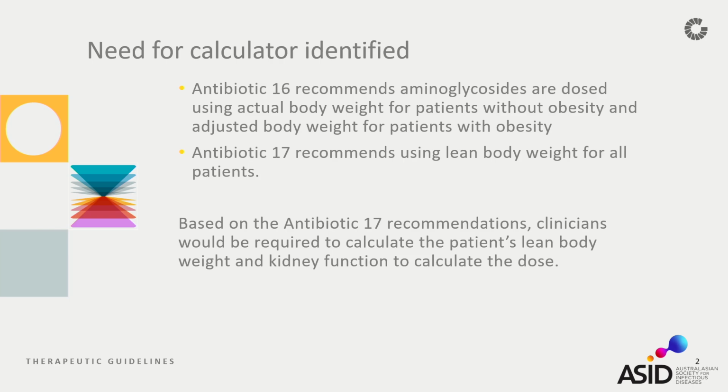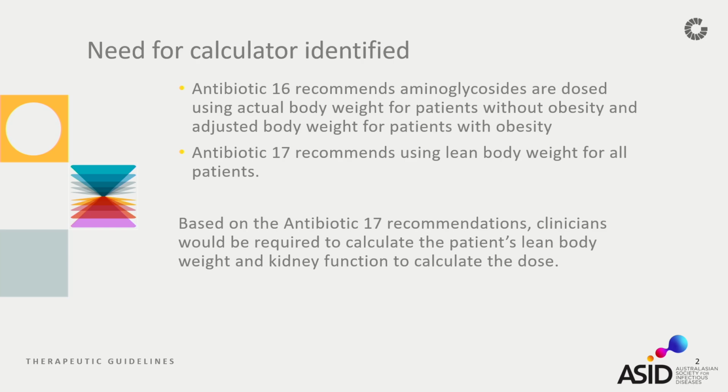In antibiotic version 16, which was the version before the new version dropped on Saturday, we were using actual body weight for patients without obesity and then an adjusted body weight for patients with obesity. And when you've got that sort of a transition from having a different dose descriptor in one group, i.e. obesity, and not in the non-obese population, it's really hard to put into a dosing calculator because there's a cutoff where someone who weighs more gets less once you switch your body size descriptor.